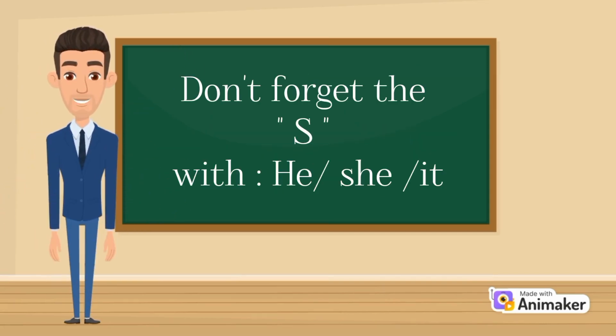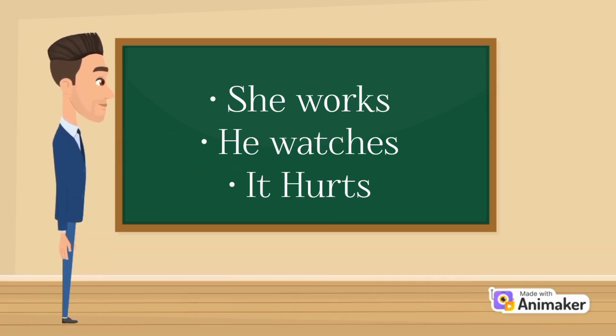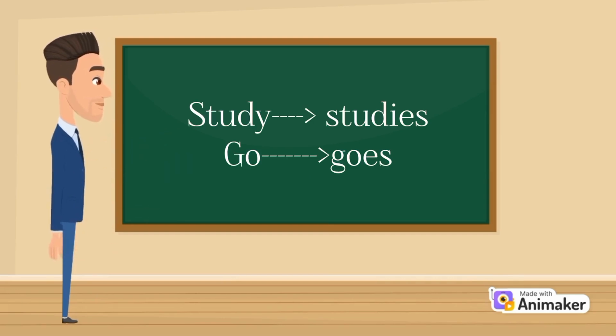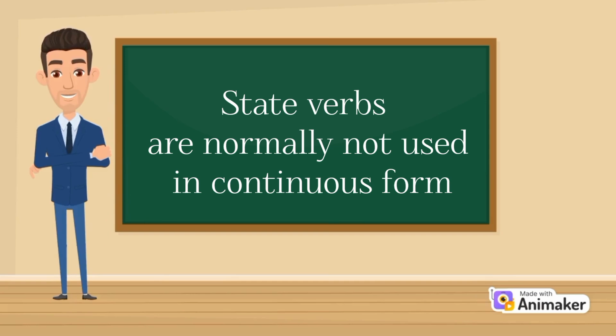Don't forget the s with he, she, it. She works. He watches. Some verbs change spelling: study, studies; go, goes. State verbs are normally not used in continuous form.